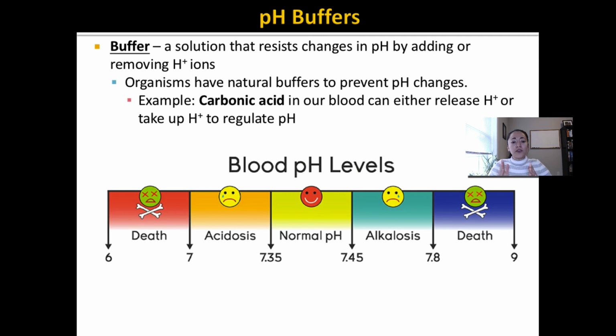Notice that buffers do not always maintain a neutral pH. For example, in our blood, we're not trying to keep a pH of 7. We need our pH to be slightly above 7. Buffers are usually very specific, so some buffers might keep a solution more acidic, and some might keep it more basic. The main point here is that buffers keep the pH from changing from a certain level.